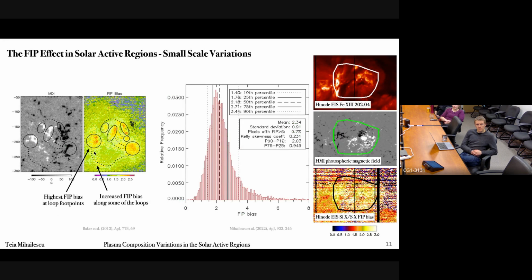So yes, as I said, focusing on active regions, which is my main area of interest. On the small scale, we see these variations of plasma composition, showing different patterns in the FIP bias, showing different values in different parts of the active region, suggesting that different processes that happen in different parts of the active region will influence the FIP bias in different ways. And we see indeed that the FIP bias values within an active region do show quite a large spread. If we look at the distribution of FIP bias in an active region, they all show this relatively wide spread, and they show a right-hand skewness as well.